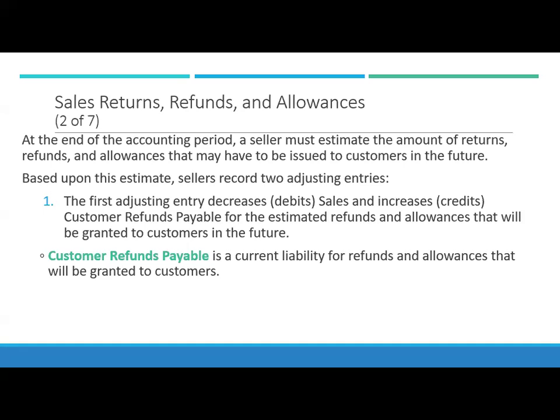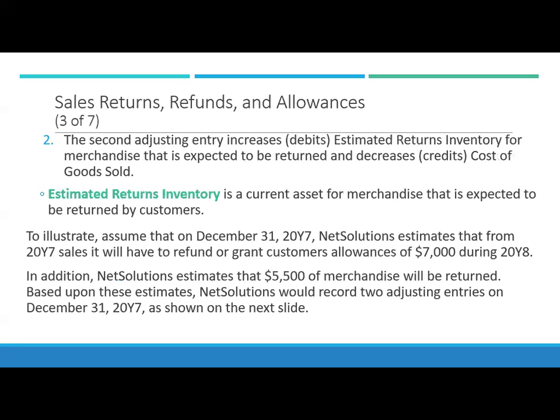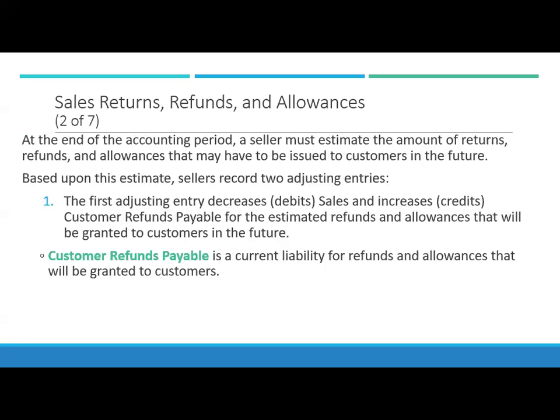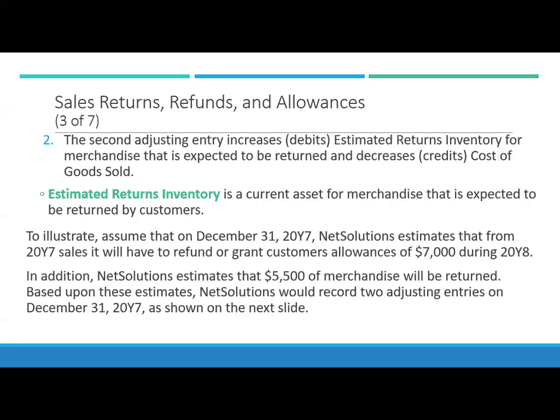And so in this example, that creates a customer refunds payable amount and an estimated returns inventory, because there are two parts to every sale transaction. We have the sale, so we have accounts receivable and sales, or cash and sales, and then we have cost of goods sold and inventory. And we have to reverse both parts of the journal entry when it's a sales return. It's a complete reversal of the transaction, assuming the inventory is returned intact.